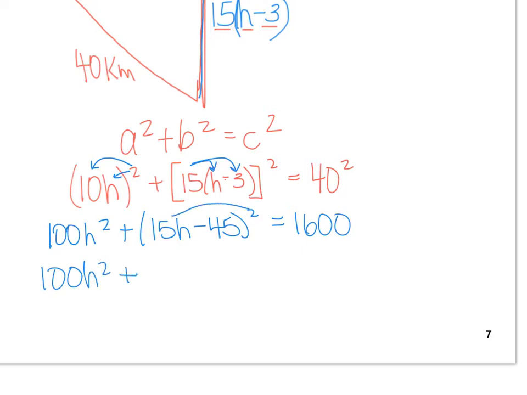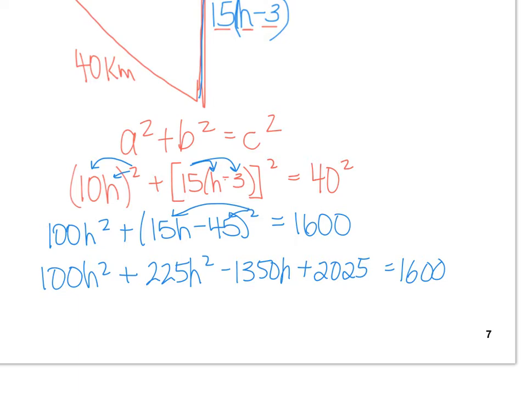Now I'm going to distribute the squared to everything, and I'm going to get 225h squared minus 1350h plus 2025 equals 1600. Sorry, just to verify, this 15h minus 45 squared, you're going to have to FOIL. Okay? And then I'm going to combine like terms.